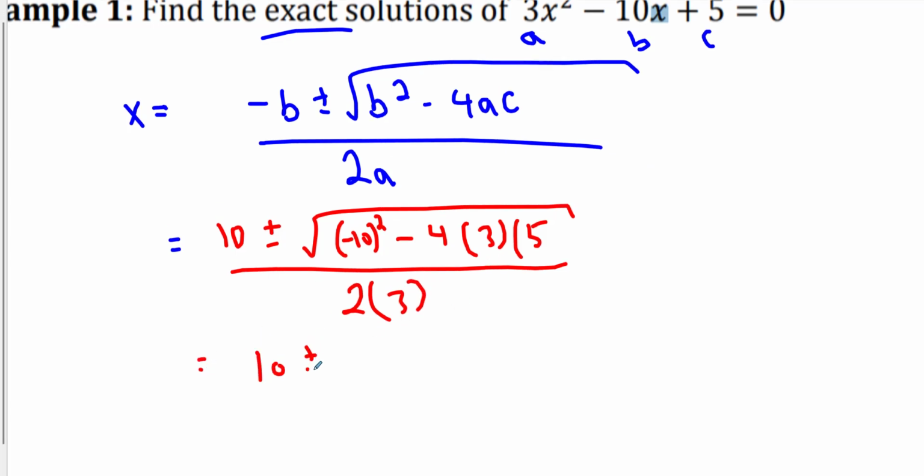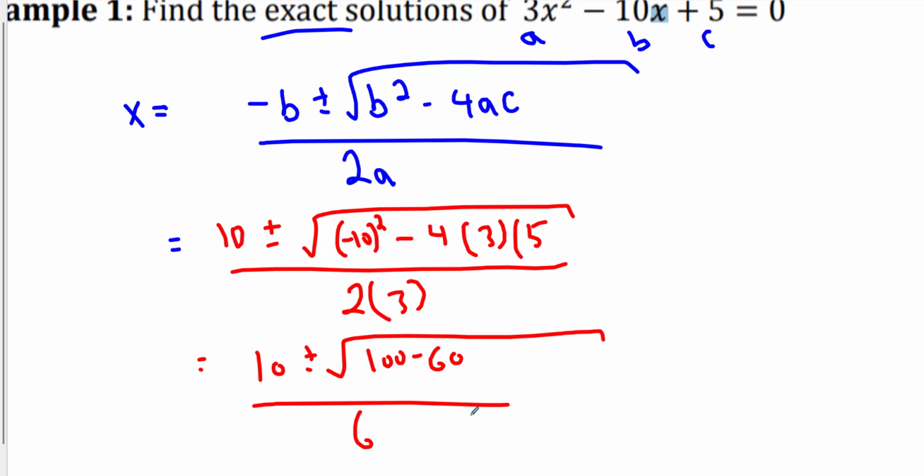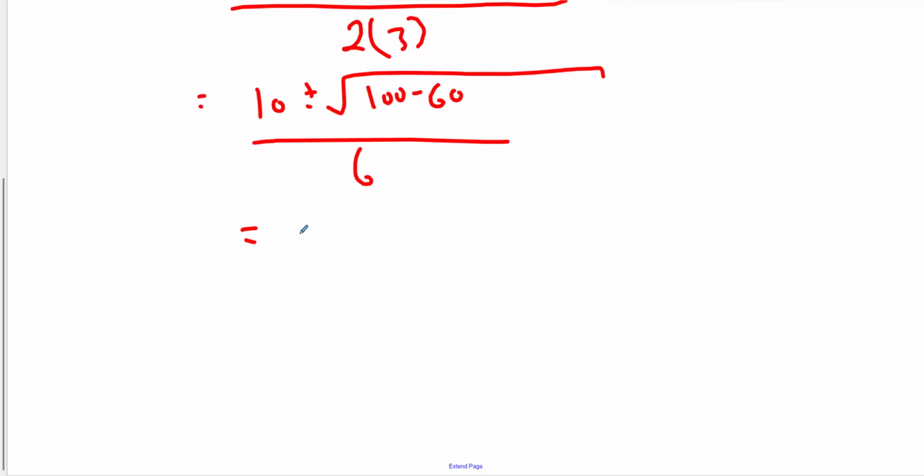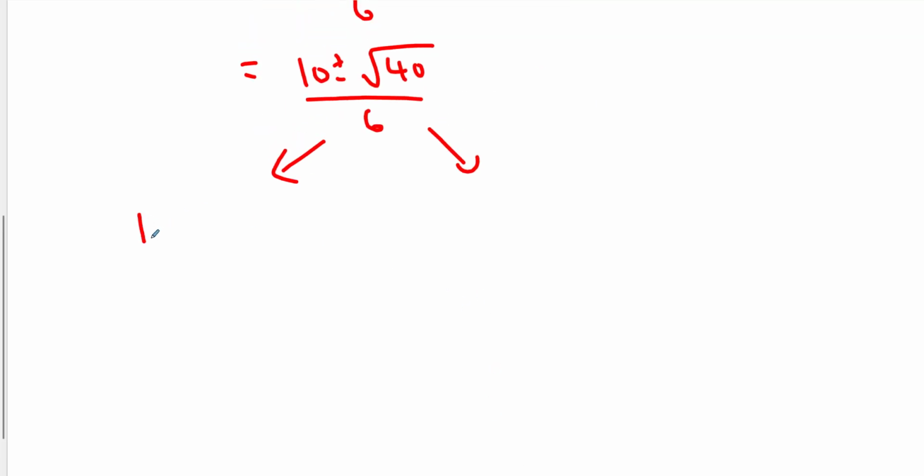All right, what do I get? 10 plus or minus. That's going to be 100 minus 4 times 5 is 20, 20 times 3 is 60, so negative 60 there, over 6. Then plus or minus root 40 over 6. At this point, you need to split your equation into two separate paths. One that takes the positive path of the square root, and one that takes the negative path of the square root.